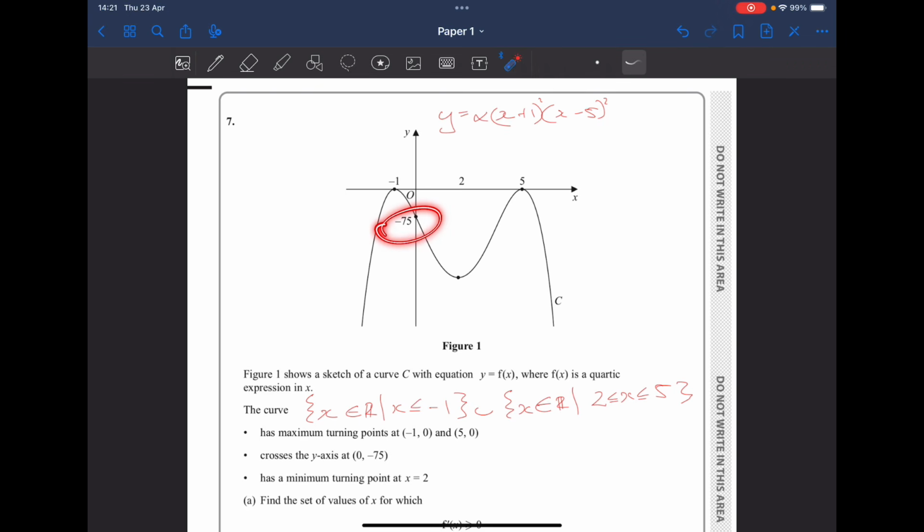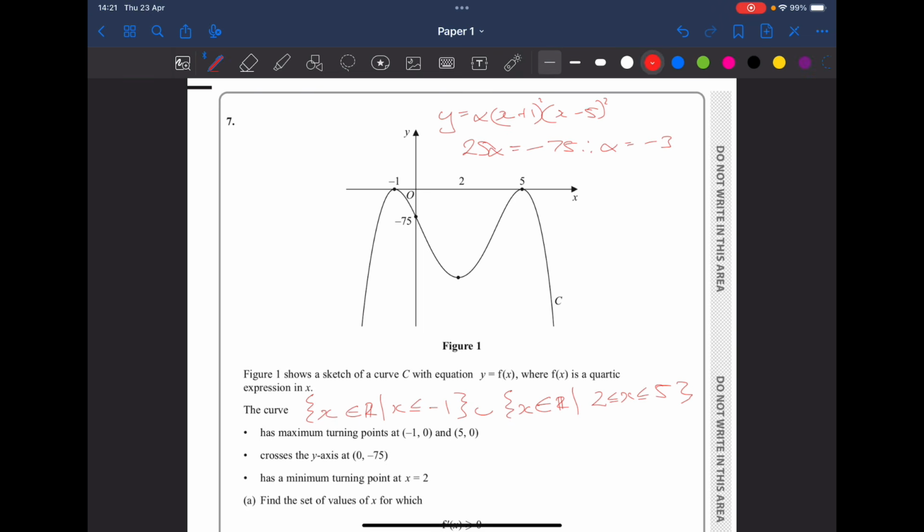How do we solve that then? Let's plug in 0, make sure we get -75. So if we do that, plug in a 0 there is 1, so 1 squared is 1. Plug in there is -5, 5 squared is 25. So we have 25 alpha on that side. So 25 alpha should be the -75. So therefore alpha is going to be -3.